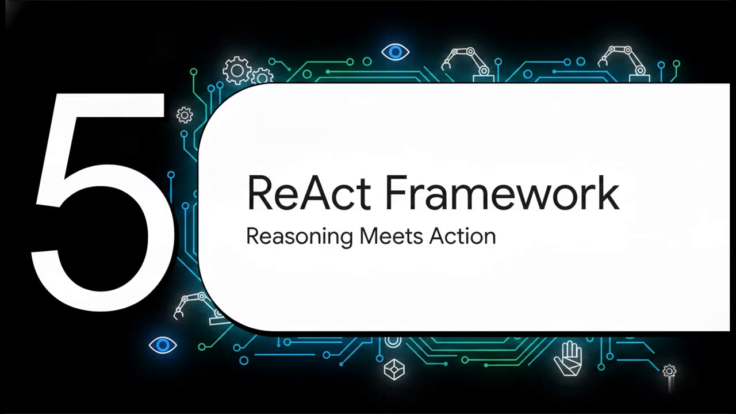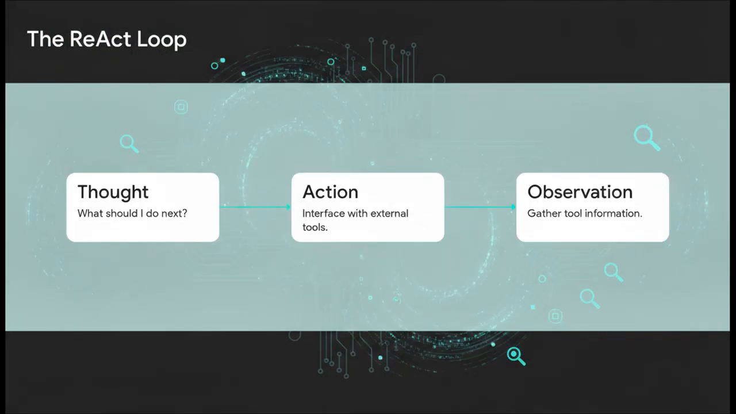Which brings us to ReAct, reasoning meets action. This is the core mechanism that connects a model's brain directly to its hands and eyes. ReAct, which stands for Reason and Act, is the foundational pattern for autonomous agents. It structures the model's output as a continuous, highly dynamic loop.